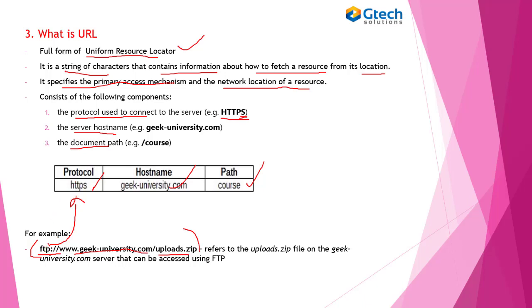Okay. Then the host name. The host name is www, even if it was www.google.com. Then which file do you want to upload or download? It's called uploads.zip. So uploads.zip is our path, but www.google.com was the host name. It's very simple. I hope you understand this one. Okay, let's see what we have next.